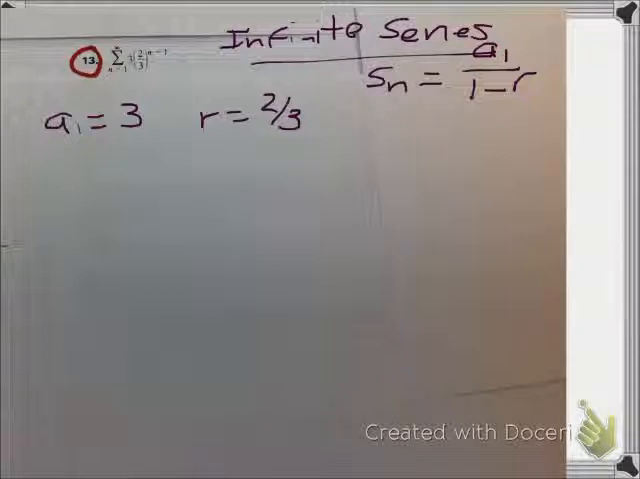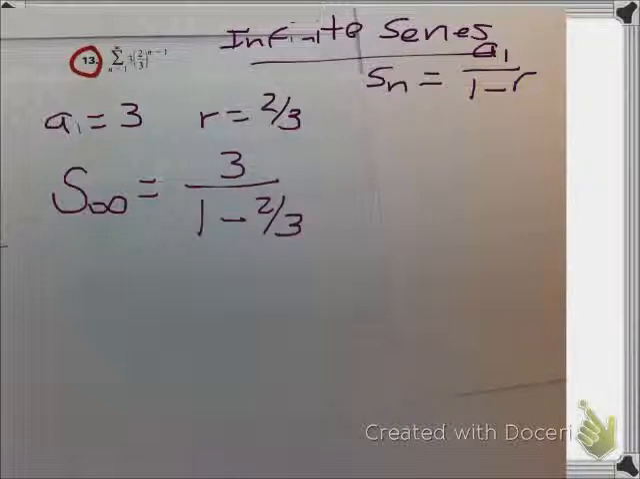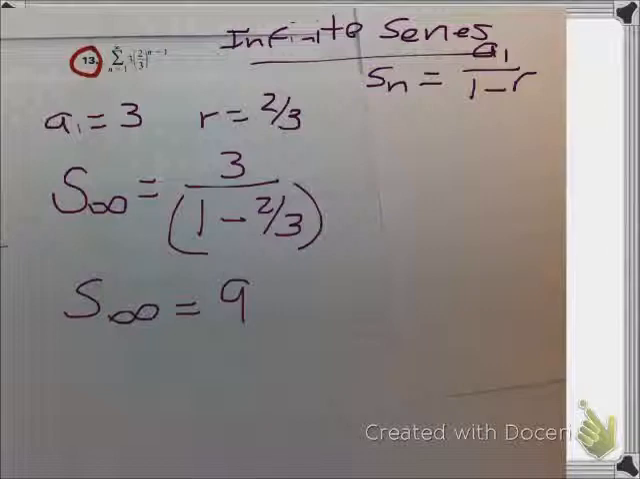Miss, which one is the one where the r has to be less than negative 1? I mean less than 1. It's not for this one. Or maybe it is, but it should work for all of them. It's going to be less than 1. So 3 over 1 minus 2/3. Make sure you put parentheses around this. If not, the answer is going to be wrong. The sum of the infinite terms will be 9. Is that what we got?